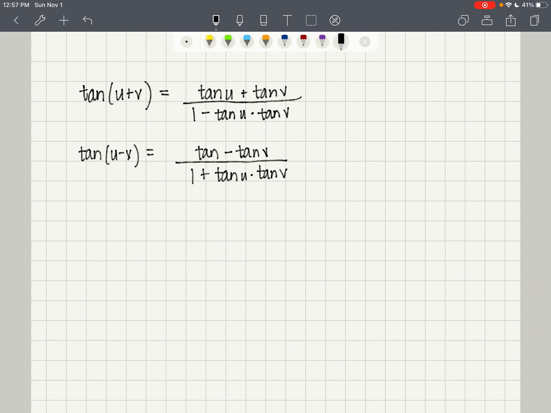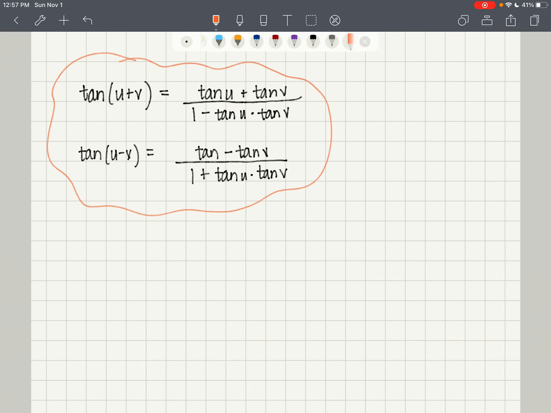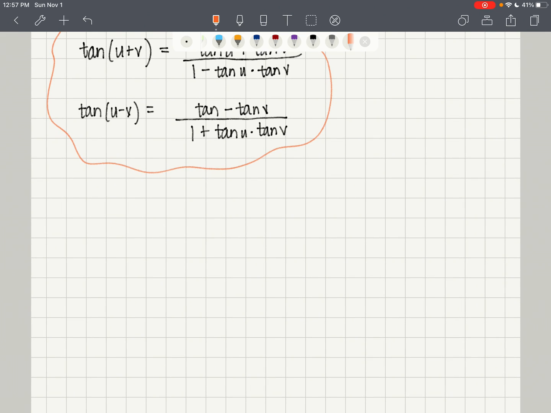Let me use a pretty color. When I bubble it, that means that you should make some flashcards. So let's find the tangent of 105 degrees.